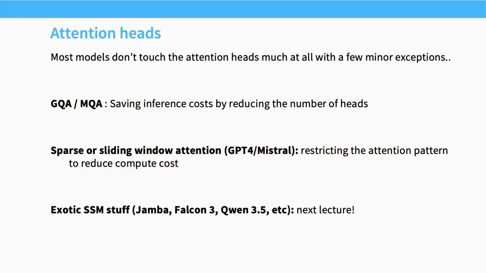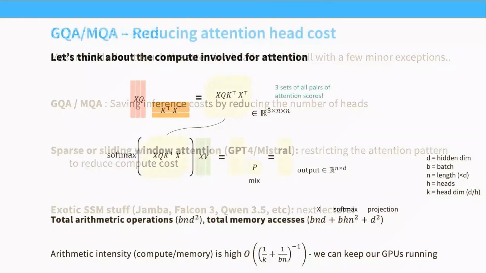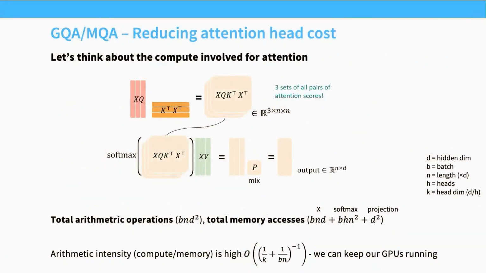The things that I do want to talk about, which are really commonly implemented attention interventions today, are group query attention, which really saves inference costs by reducing the number of heads, and sparse or sliding window attention, which originally came from the GPT-3-ish family, but has now been adopted widely by most models that are looking to do long context, unless they're doing exotic SSM stuff. So I'll start with group query attention, or GQA or MQA.